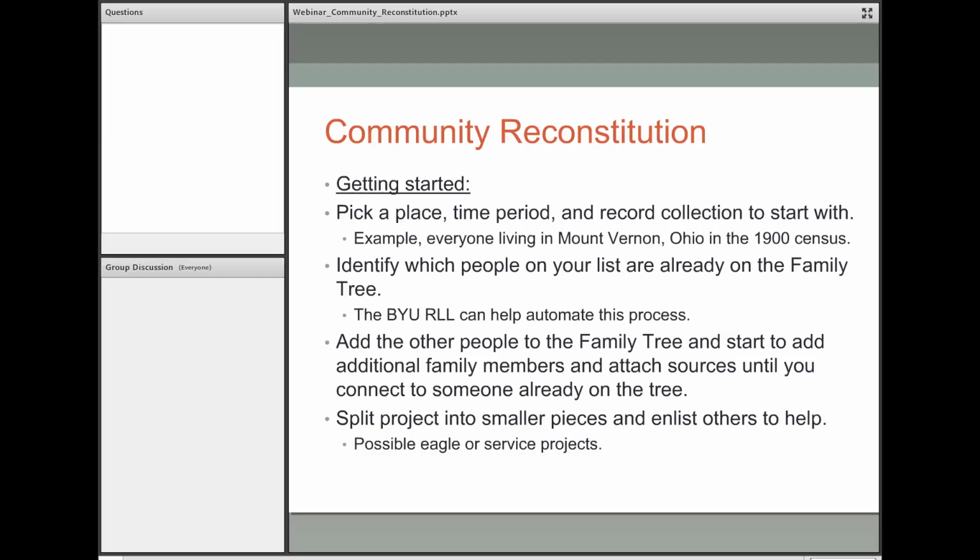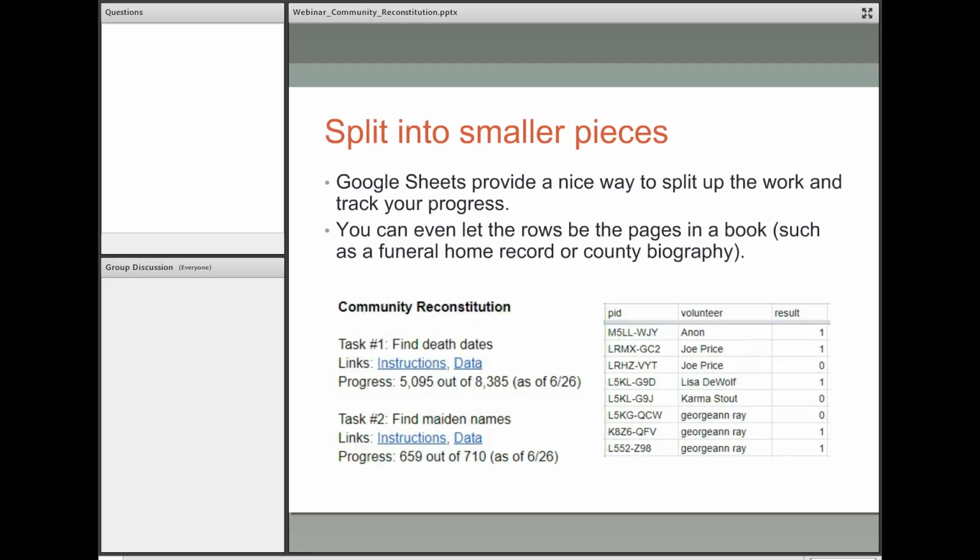I think this would be a fantastic Eagle project. I think it would be a fantastic Young Women's Personal Progress. I think citizenship and community involves a service requirement. There's a lot of opportunities for us to tap youth into service, and this would be a fantastic service project that they could use to connect with the community and involve others in helping grow the family tree.